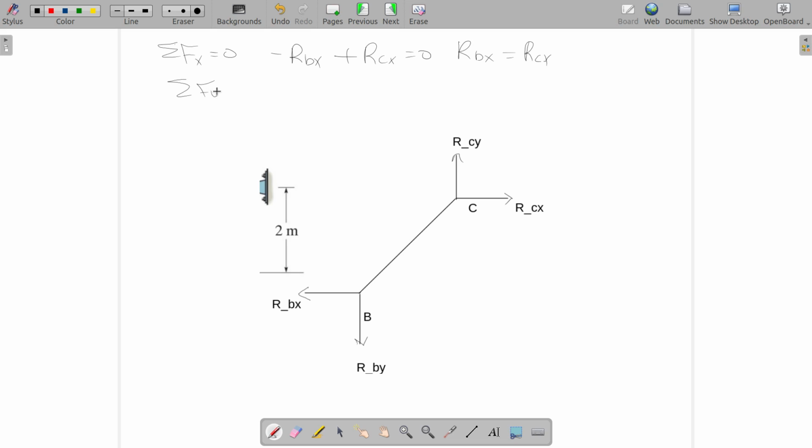Net force in y direction is equal to 0. That means that minus RBY, because it is in the downward direction, plus RCY is equal to 0. It's plus because it's acting in the upward direction, so RBY is equal to RCY. So RBX is equal to RCX and RBY is equal to RCY.